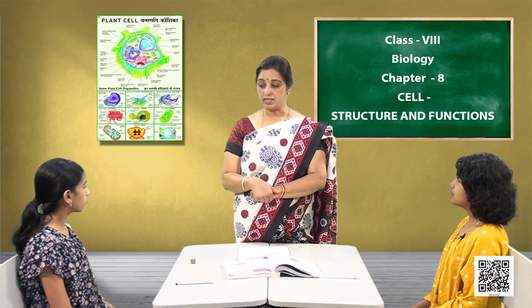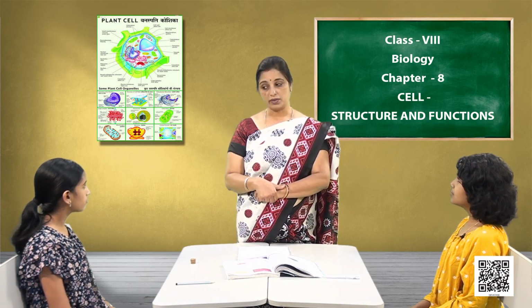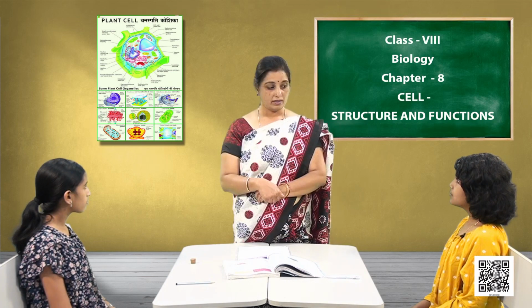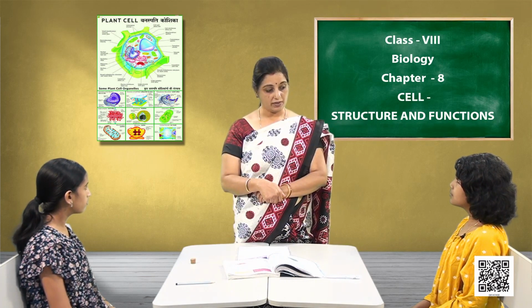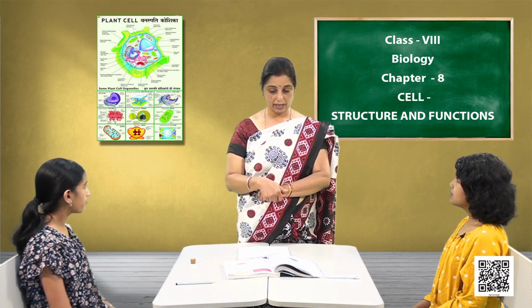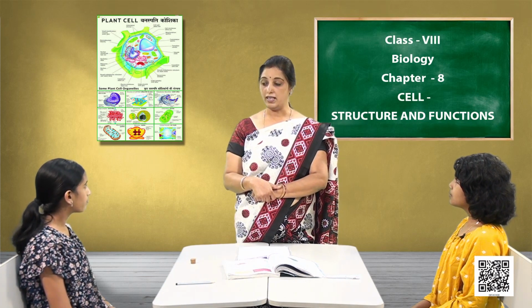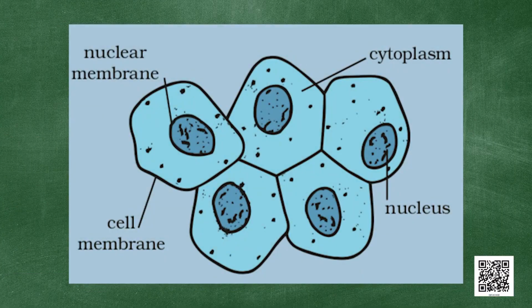Okay, since it is the outermost covering, what do you think should be its function? It will have a protective function. Okay, so a cell in all will have three structures. One is a cell membrane, within that you have a cytoplasm, and within the cytoplasm you can find the structure called the nucleus.